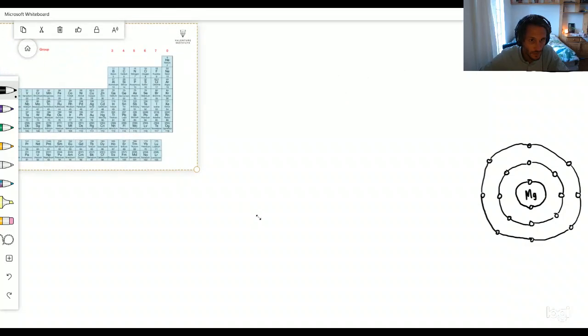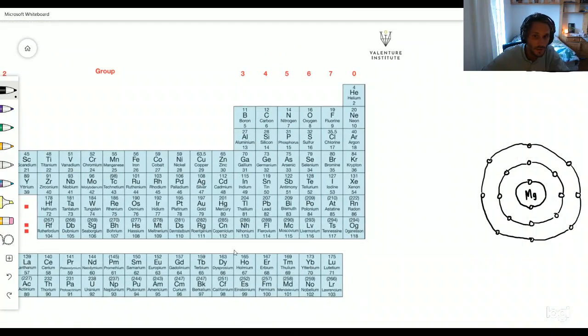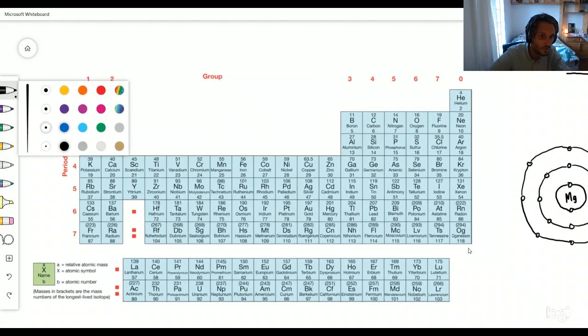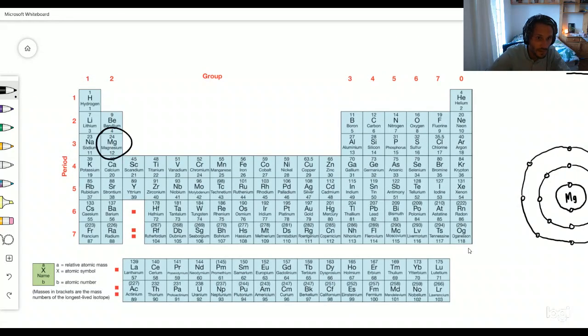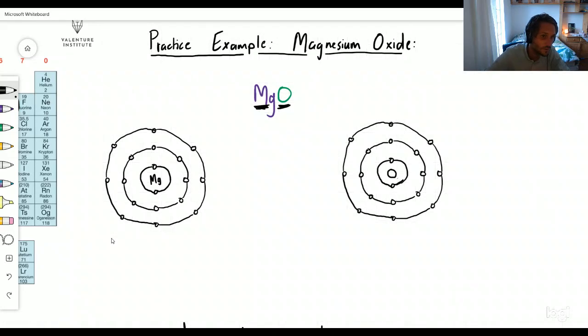Let's blow it up nice and big over here, and we can see we're working with magnesium and oxygen. So let's quickly circle those. Over here we've got magnesium, we've got oxygen. Excellent. Magnesium has 12 electrons, oxygen has 8 electrons. So let's fill in those electrons.